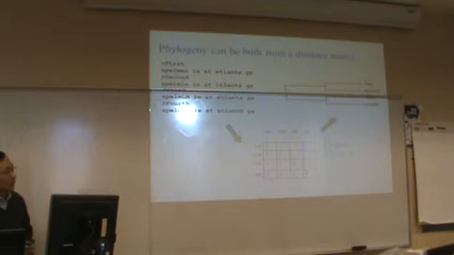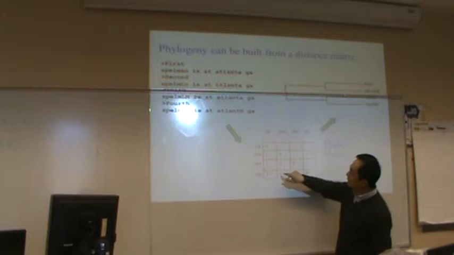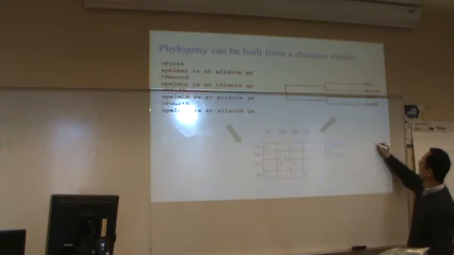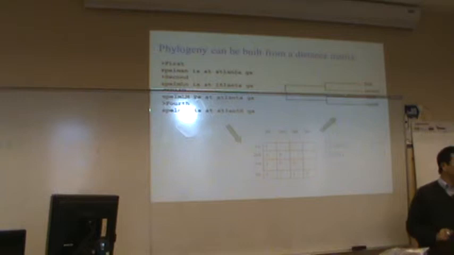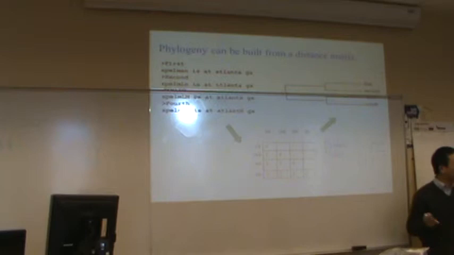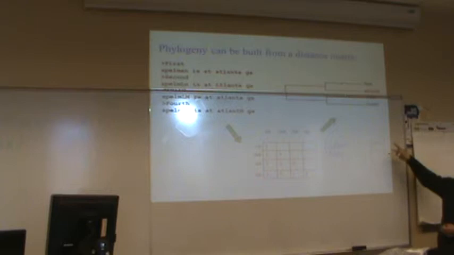Based on the distance, which pair is the closest? One and two, yeah. So we know one and two should be a pair. And actually, by knowing this, three and four must be a pair. And then we know the tree looks like this. In fact, by simple logic, you can find out the main topology of this tree. You can try this, there is no other way to put this tree. Once you know 1 and 2, 3 and 4 are already decided. So the topology is already decided.